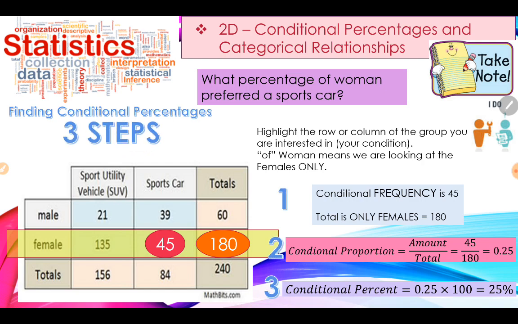So there are 3 steps in a conditional percentage. Your denominator is not going to be the grand total. For a conditional percentage, the denominator is going to be either the column total or the row total. It's going to be only the row or the column that fits that condition. So the first step is to highlight that condition. Here our condition is females. Then our conditional frequency is 45 and the total number of females is 180.